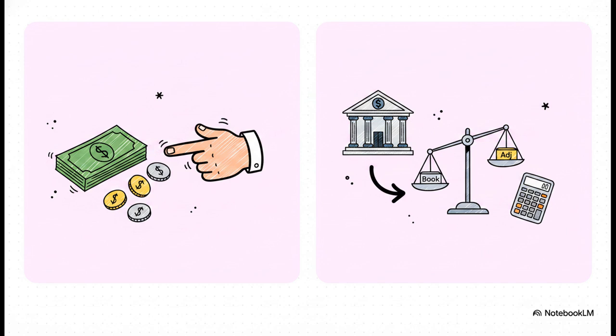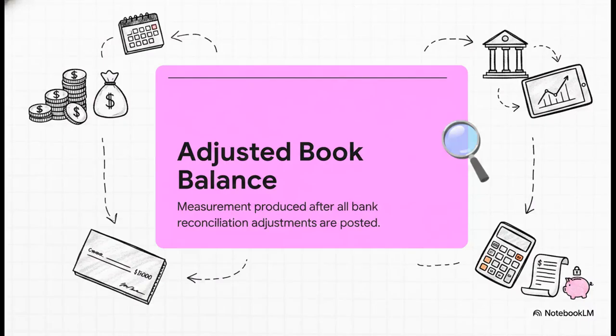But for a bank account balance, you obviously can't just count the digital numbers on a screen. You have to use the adjusted book balance after all bank reconciliation adjustments are fully posted. Let's make sure we define this perfectly because it is a vital accounting control. The adjusted book balance is the final measurement produced after all bank reconciliation adjustments are posted. It is absolutely not the raw bank statement you just download from your banking portal.